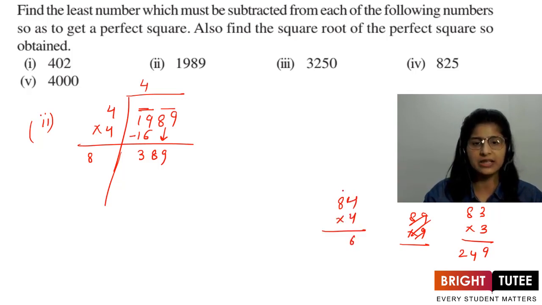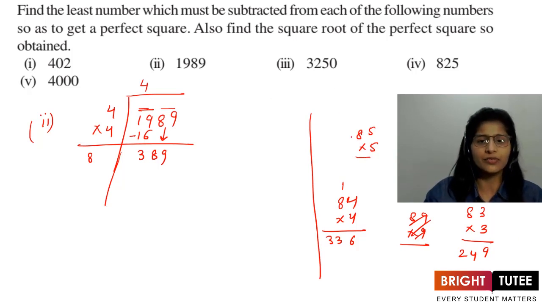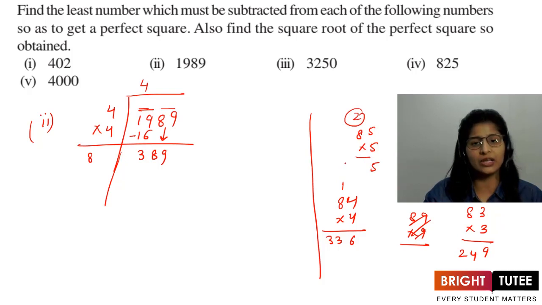4 fours are 16. 1 is a carry. 8 fours are 32 and we get 33. We get 336. Let's try with 5. 85 into 5. This is all the work you can do in your rough part. Just make a column for rough work and you can try out there. So 5 fives are 25, 2 is the carry. 5 eights are 40, 40 and 2 is 42.